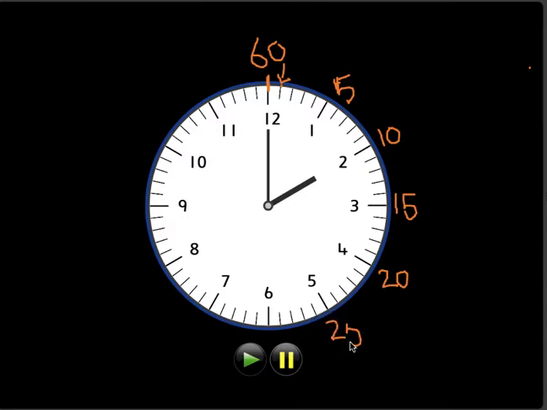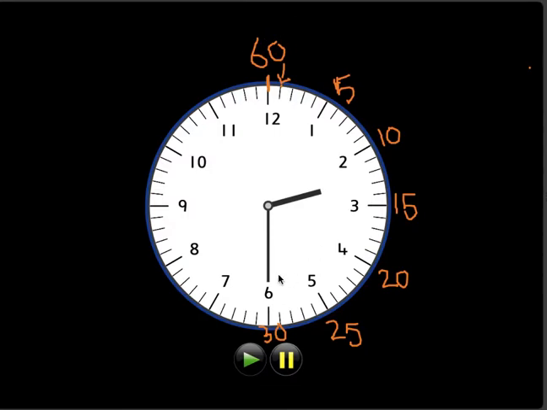25. And, 5, 10, 15, 20, 25. 6 steps of 5 is 30 steps. And what do you know about a time when we have the minute hand on the 6? What do we call that? What would we call this time? We already know this. We would call this time 2:30.